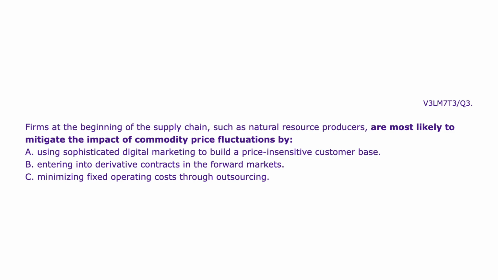Firms at the beginning of the supply chain, such as natural resource producers, are most likely to mitigate the impact of commodity price fluctuations by: A. Using sophisticated digital marketing to build a price-insensitive customer base. B. Entering into derivative contracts in the forward markets. C. Minimizing fixed operating costs through outsourcing.